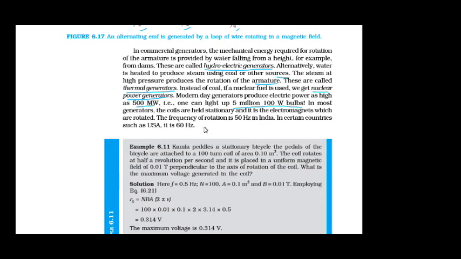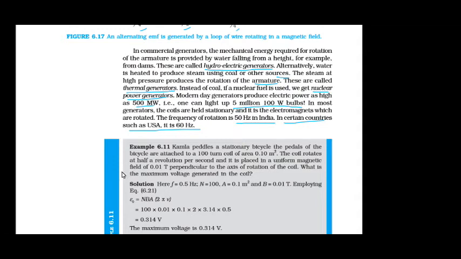In most generators, the coils are held stationary. It is the electromagnets which are rotated. The frequency of rotation is 50 Hz in India. In certain countries such as the USA, it is 60 Hz. This is all about the AC generator.